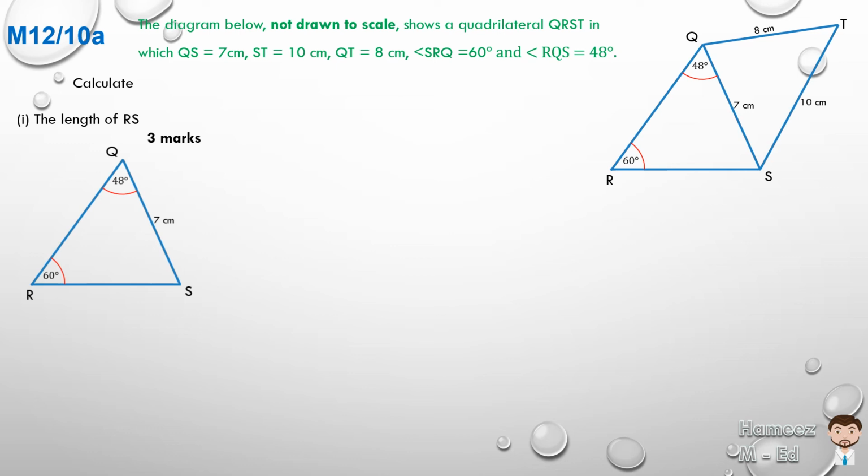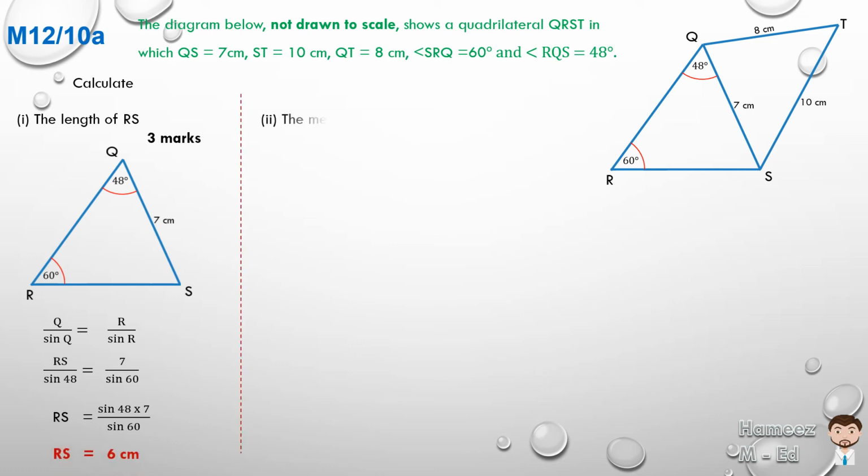So the best rule to use there would be the sine rule: Q over sine Q is equal to R over sine R. We can substitute: Q, the length RS, over sine 48 is equal to 7 over sine 60. So if you want RS, we can carry the sine 48 across. It's dividing on the left side, so when you carry it across, it will multiply. Sine 48 times 7, or you could put 7 sine 48 all over sine 60, and that gives us 6 centimeters.